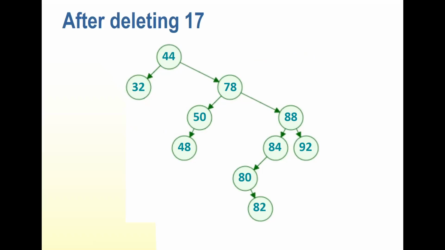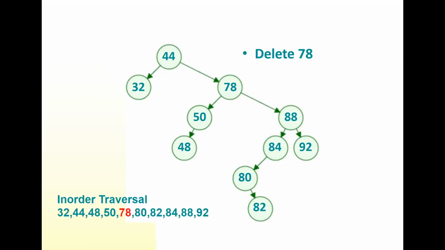Now considering the third case, where the node to be deleted has two children. Say I want to delete 78, now it has two children. Now there are two options for that. Find the in-order traversal of this tree, and find the in-order successor of the node to be deleted, or the predecessor. You can replace it with either of those nodes. That means the node which is to be deleted can either be replaced by the in-order successor or by the in-order predecessor. That is your choice. You can do it your own way.